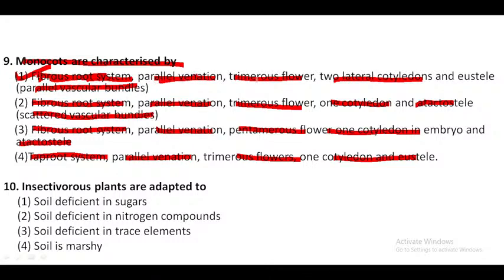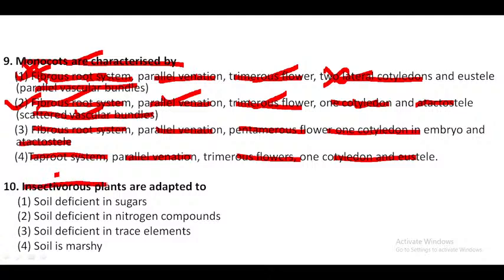In the first option, fibrous root system, parallel venation, trimerous flower, and two lateral cotyledons. So how many cotyledons are there? Two lateral cotyledons. No, the first will not be correct, sorry. It is asking which are the characters of monocot. So fibrous root system correct, parallel venation correct, trimerous flower is correct, one cotyledon and atactostele. Because the first option gives two cotyledons, how can we say it is monocot? Monocot means single cotyledon. So this is the wrong answer. Your correct answer will be option number 2.